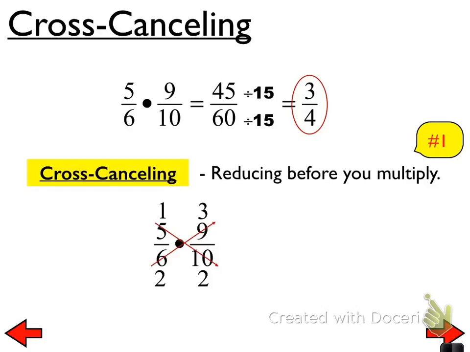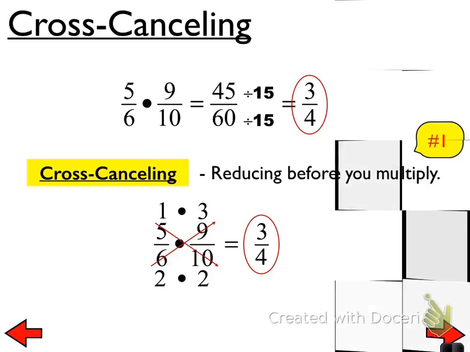So now I'm going to go ahead and multiply straight across again, and it's going to leave me with an answer of 3/4. Notice you're going to get the same answer, but this allows you to get rid of reducing large numbers you may not recognize. Okay.